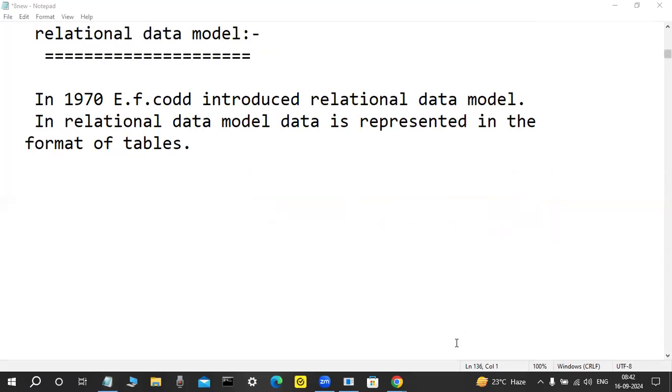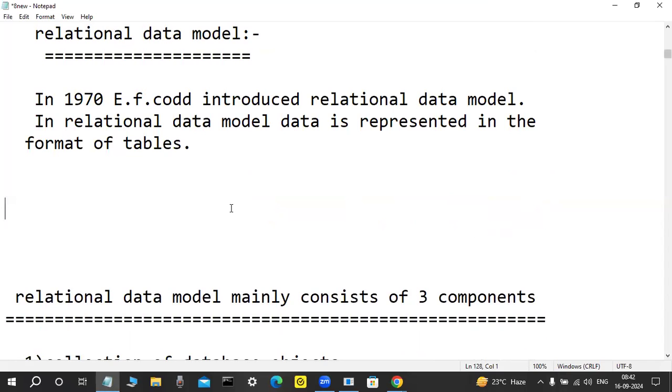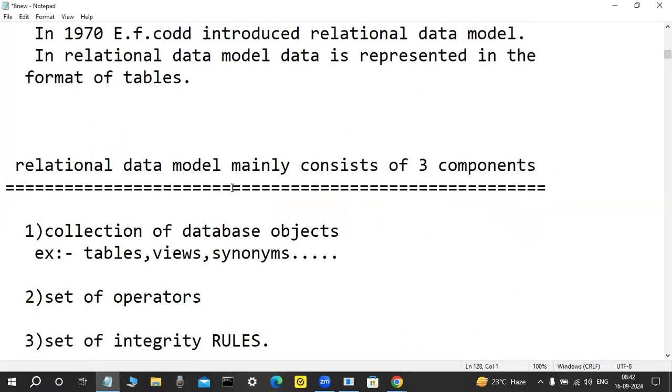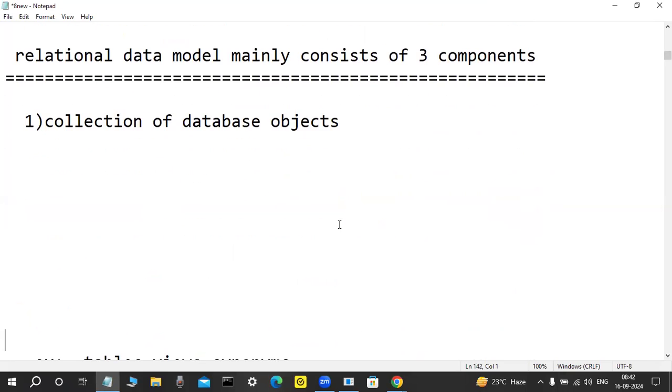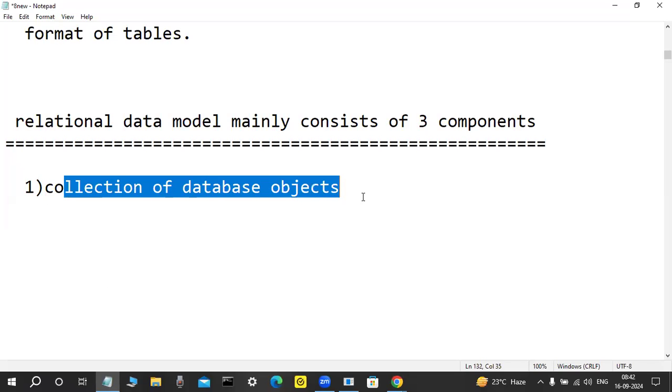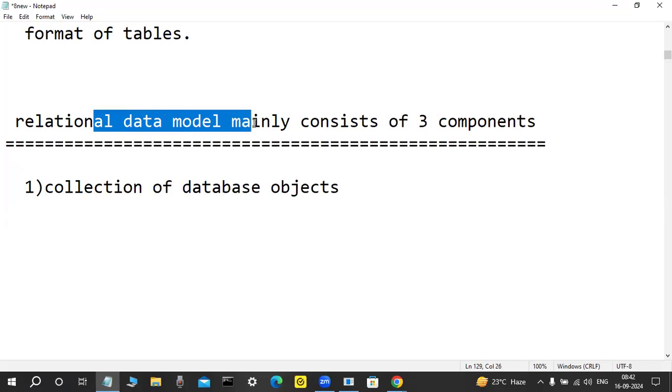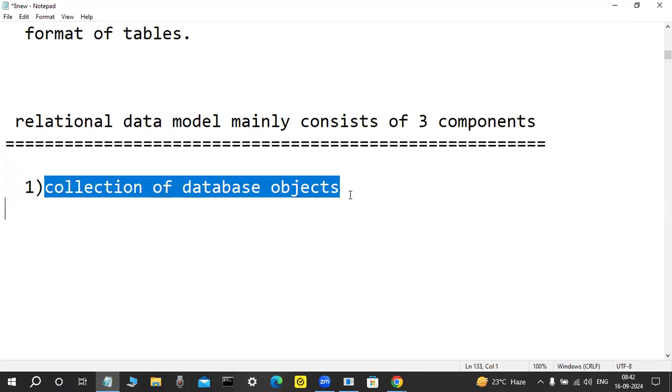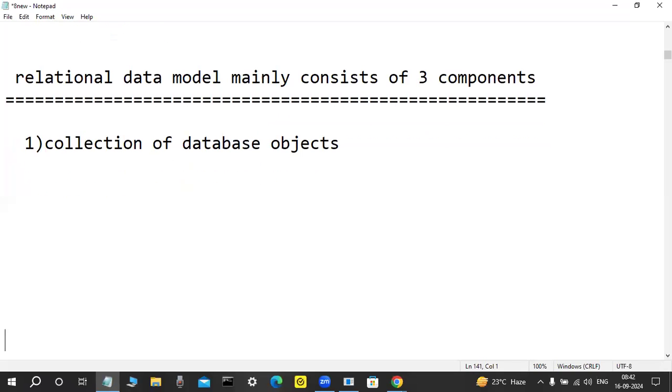In the future you will be learning courses, that is knowledge purpose only that I am telling now. Observe it here. What are the main three components? Relational data model mainly consists of three components. First one, very easy. Second one, very easy. But third is important. First one, a collection of database objects. Why are relational data model products so easy? The first one is a collection of database objects. What is this? Now check it out.